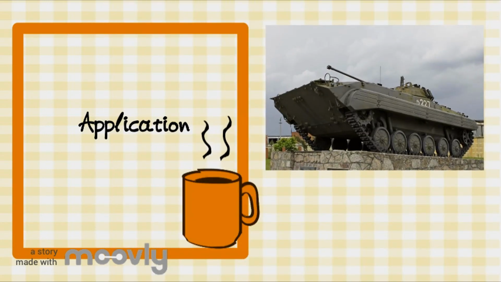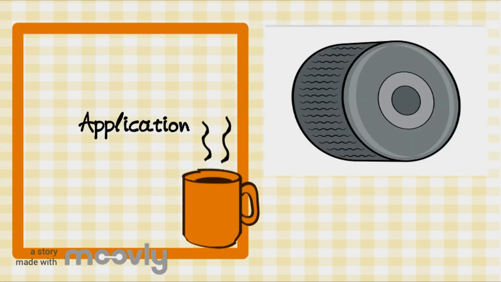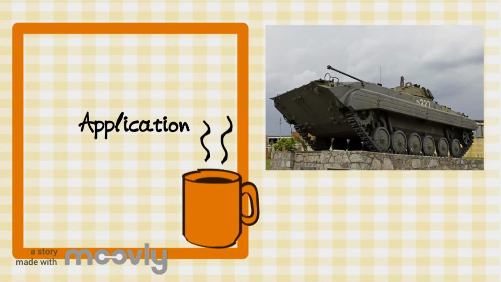This is a tank. Why does a tank use continuous track instead of lots of tires like a lorry? It's because tanks usually travel off-road. To keep the pressure low, it needs to have a large amount of contact area with the road.